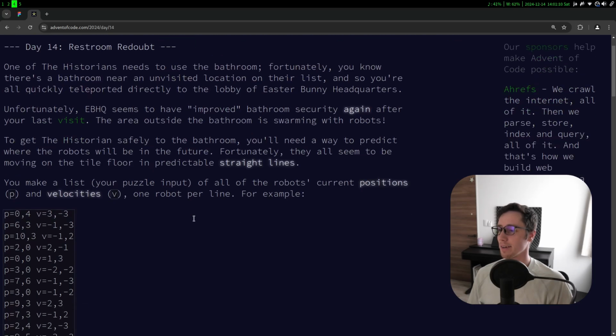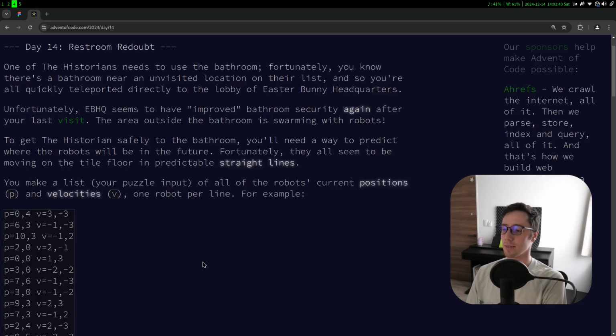So let's go over the story. Restroom Redoubt: one of the historians needs to use the bathroom. Fortunately, you know there's a bathroom near an unvisited location on the list, and so you're all quickly teleported directly to the lobby of Easter Bunny headquarters. Unfortunately, EBHQ, Easter Bunny Headquarters, seems to have improved bathroom security again after your last visit.